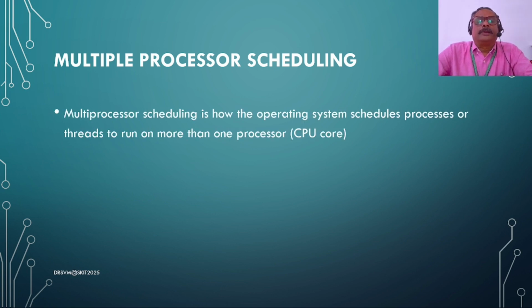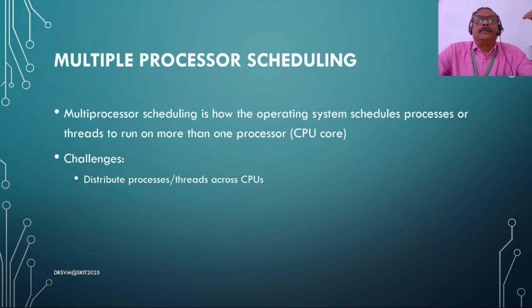Multiprocessor scheduling is how the operating system schedules the processes or the threads to run on more than one processor or CPU core. It may be multiple cores of a CPU in one chip, or there can be multiple chips, each having a single CPU core or multi-core. So there are many versions available. When we have more than one processor available for working with the jobs, how to allow these jobs to be run by the processors is what we are looking at.